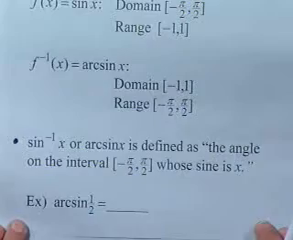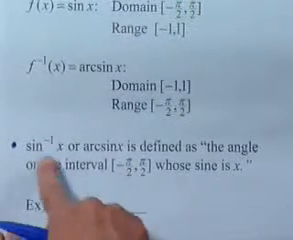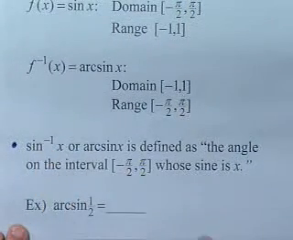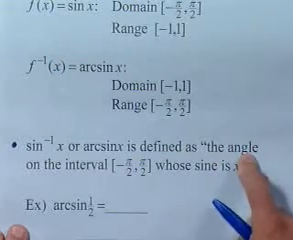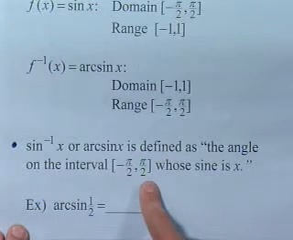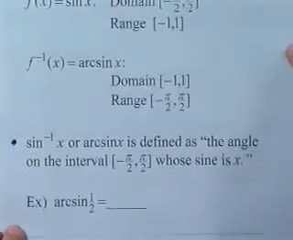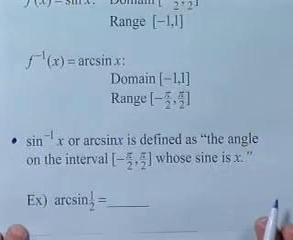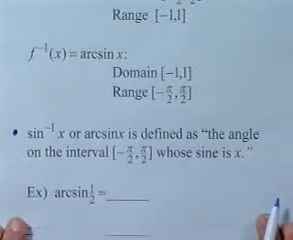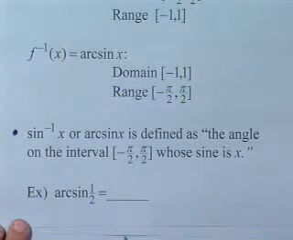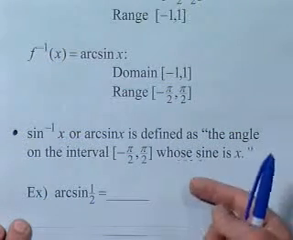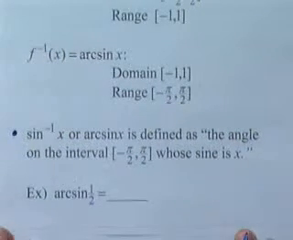Now write that down. I'll repeat it again. The arc sine, or the inverse sine, is the angle on the interval minus pi halves to pi halves whose sine is x. So whenever we see these arc functions, we'll do arc cosine and arc tangent also, they're actually angles. In the past, we're used to putting an angle into the sine and it will spit out a number. Now we're going to put in the number and it's going to spit out an angle.